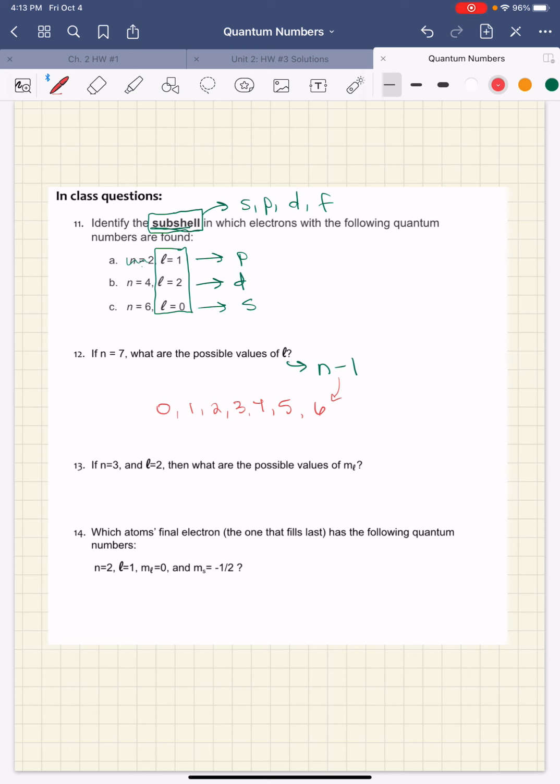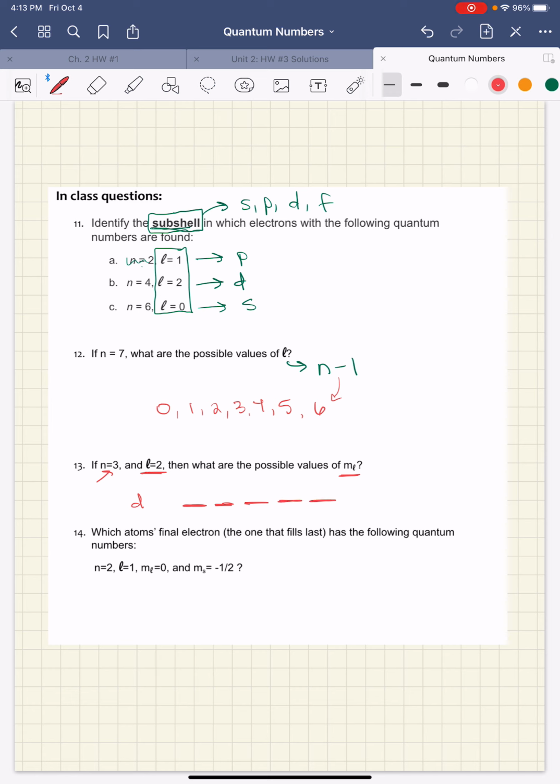Okay, number 13. If N is equal to 3 and L is equal to 2, what are the possible values of ML? All right, so for this one, we actually don't even need the N equals 3. That isn't going to help us here. What we do need is L. If we know that it's equal to 2, we know we're looking at a sublevel of D. And the D sublevel has 1, 2, 3, 4, 5 orbitals.